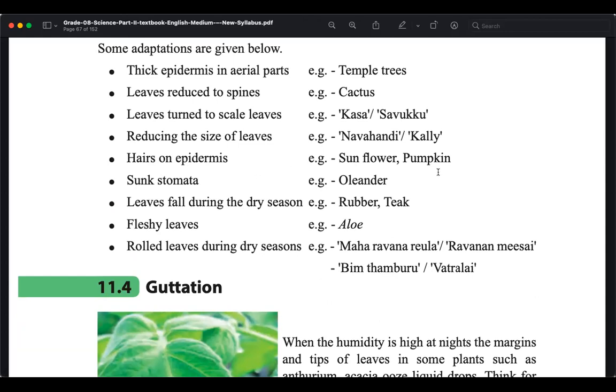Sunflower, pumpkin, like that's why it's itchy when you touch pumpkin, because there is hair in the epidermis to protect water, because it has large leaves and needs to protect water.